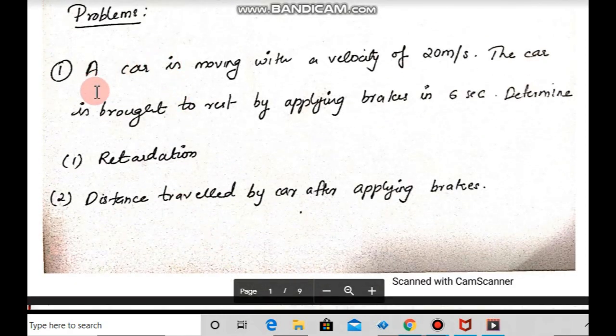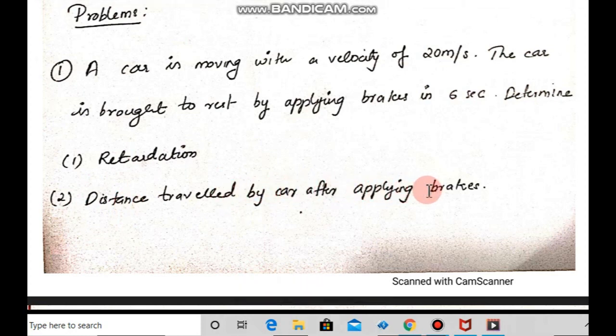The first question is, a car is moving with a velocity of 20 meter per second. The car is brought to rest by applying brakes in 6 seconds. Determine first one, retardation, second one, distance traveled by car after applying the brakes. So first of all, whenever you have a problem in this particular module, you need to write down the given things. Okay, because it's a very easy type of problem. We are doing the first chapter in this, that is rectilinear motion, which is already given to you in the previous class.